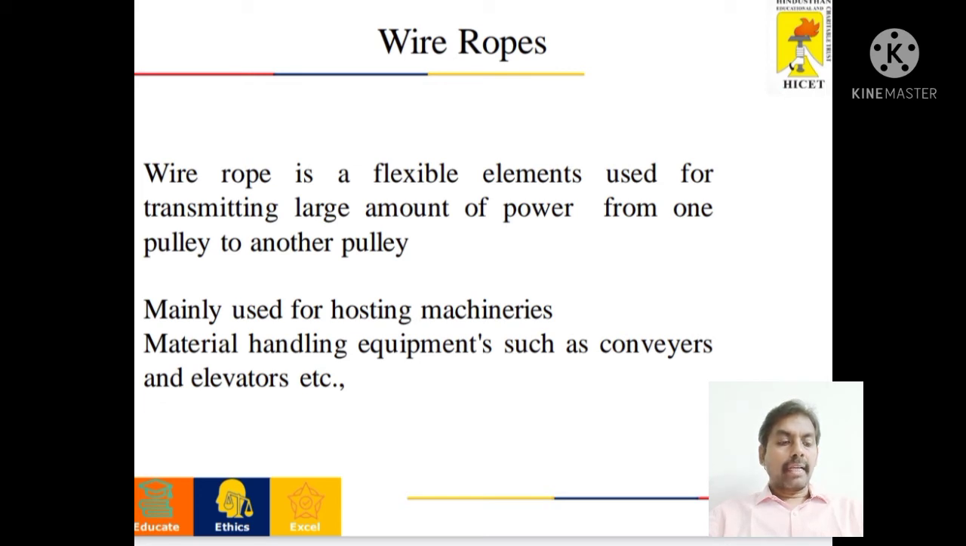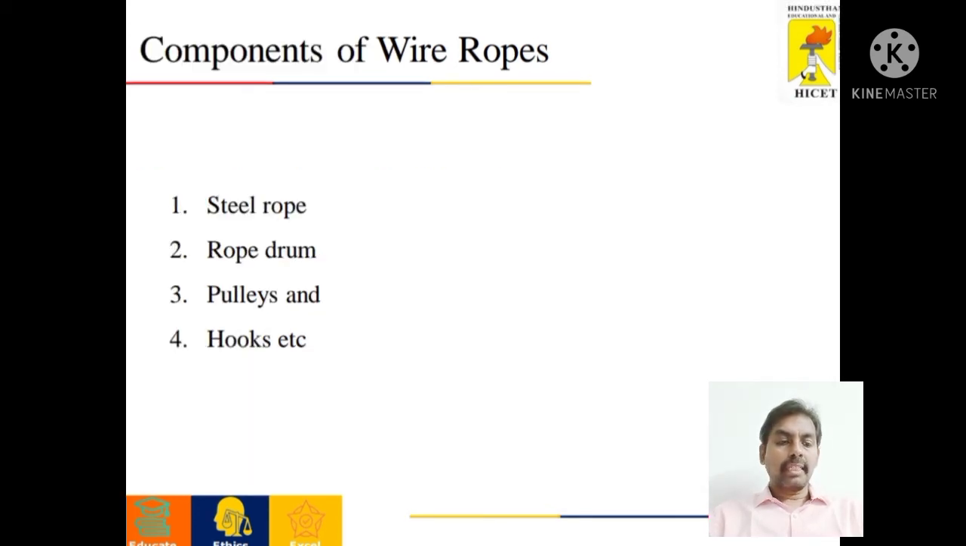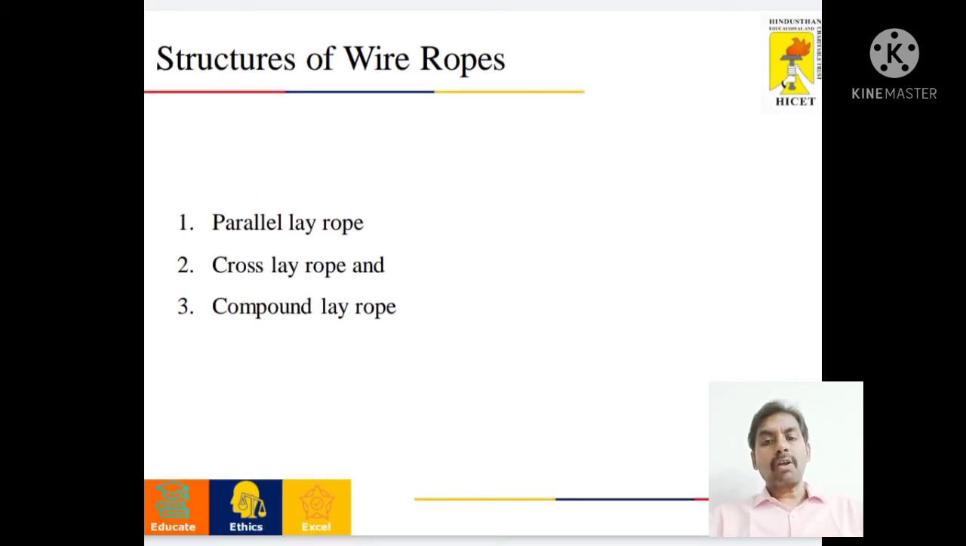It is mainly used for hoisting machines and material handling equipment such as conveyors, elevators, etc. Next is the components of wire ropes. First is steel rope, rope drum, pulleys, hooks, etc. Next is the structure of wire ropes. First is parallel lay ropes, then cross lay ropes, and the third is compound lay ropes. These are the structures we are going to use in wire ropes.